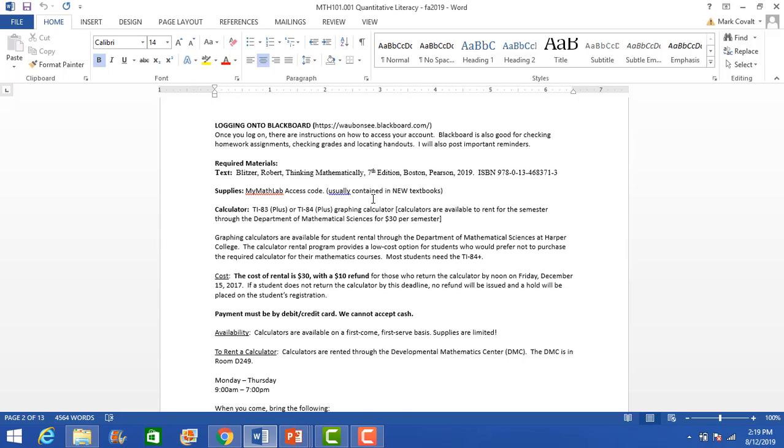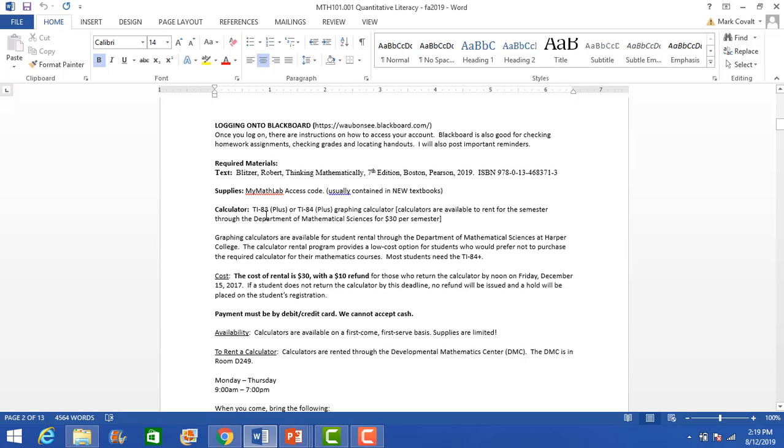Okay, I will tell you that having the physical textbook is better, in my opinion, and based on research. But again, I understand money is always a concern. So definitely, minimally, you need the access code.